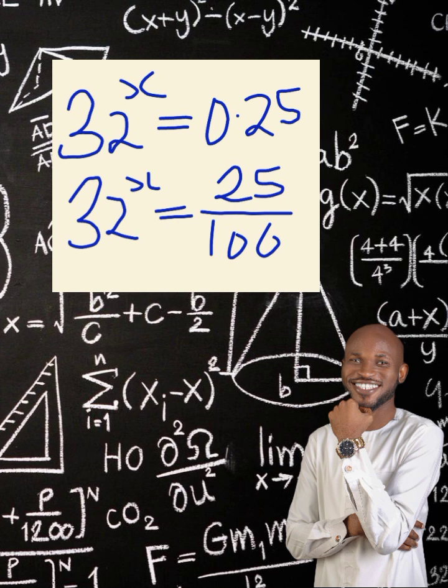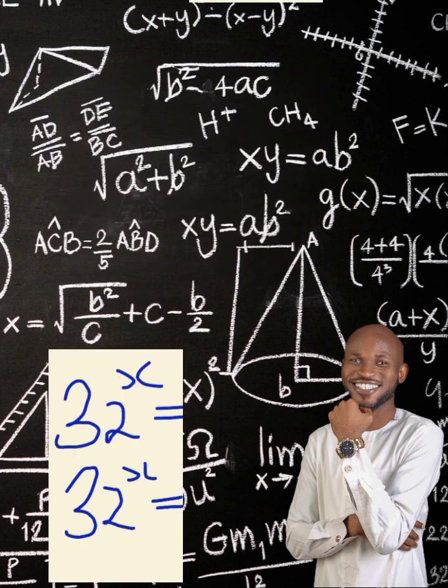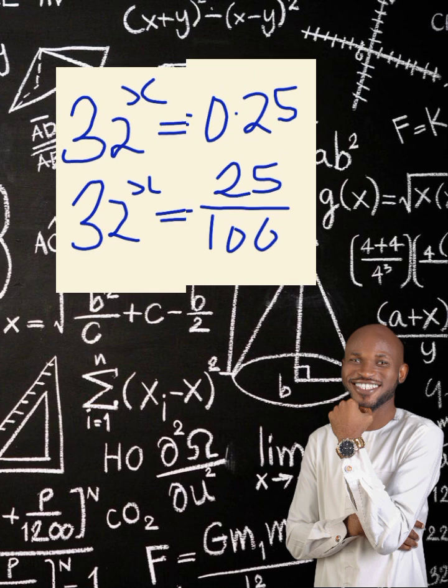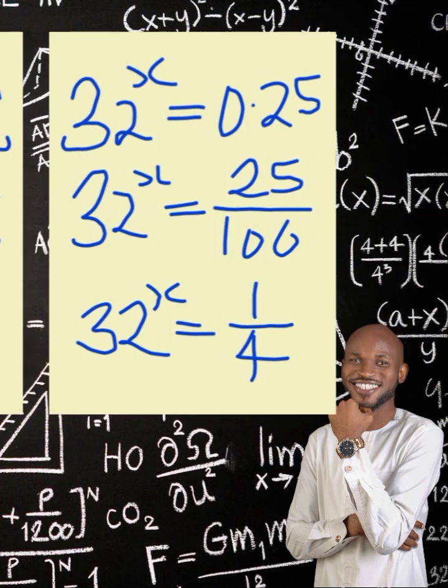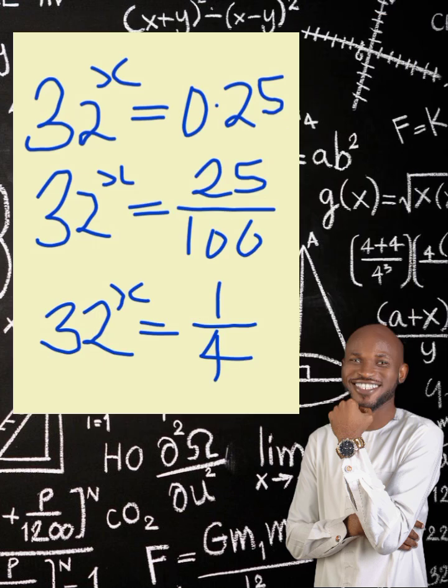Now, if you reduce 25 and 100, you're going to get 1 over 4, because 5 can break down those numbers. 5 in 25 is 5, 5 in 100 is 20, and then if you break down further, 5 in 5 is 1, and 5 in 20 is 4. 25 over 100 is 1 over 4. So 1 over 4 is the breakdown of 25 over 100 in mathematics.